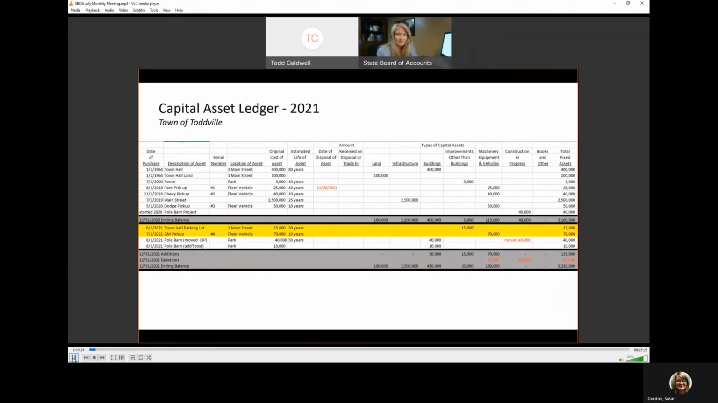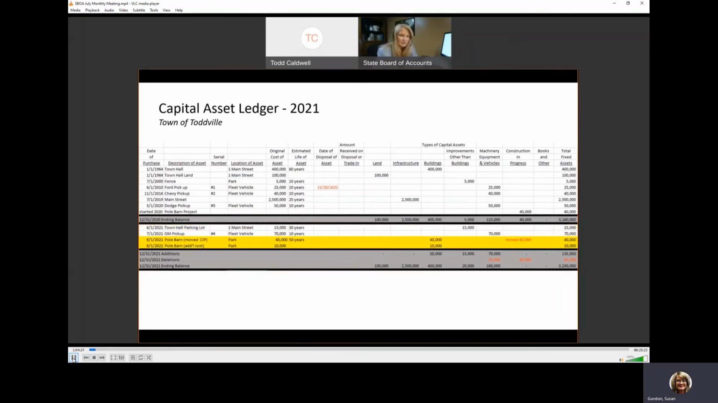Next slide. On this next slide, in 2021, I wanted to talk to you about the pole barn. We did finish that in 2021. So I had to move that out of construction in progress. And I also had $10,000 of additional costs. So you can see how that moved from construction in progress to buildings. And then I added the $10,000 for the additional costs. You may not want to do that in two lines. You might want to just do it in one line and put $50,000 in buildings. I just did it that way so that we could see it for the example.